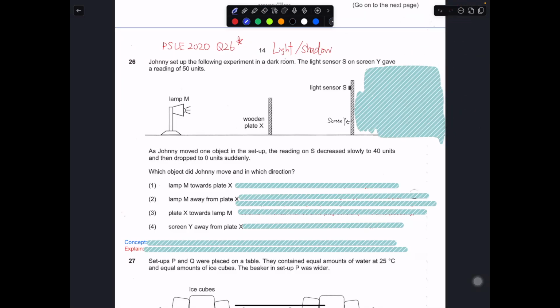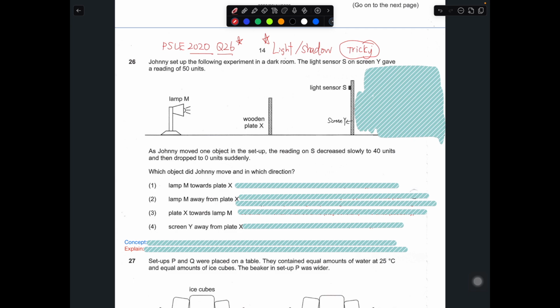So today I'll be going through PSLE 2020 question number 26. This is a light and shadow question, and this is actually one of the more tricky questions I would say for this year, that year that people are taking that PSLE. So take a look at this.